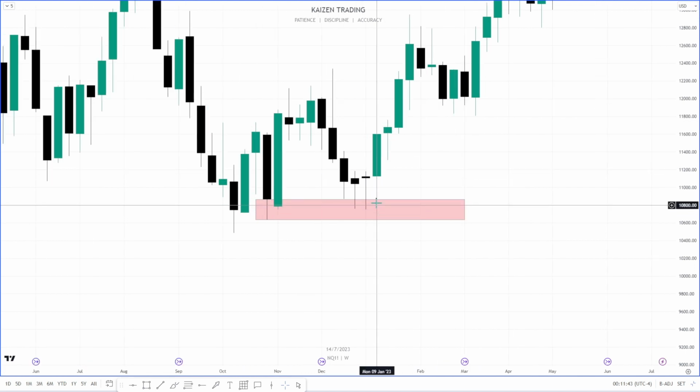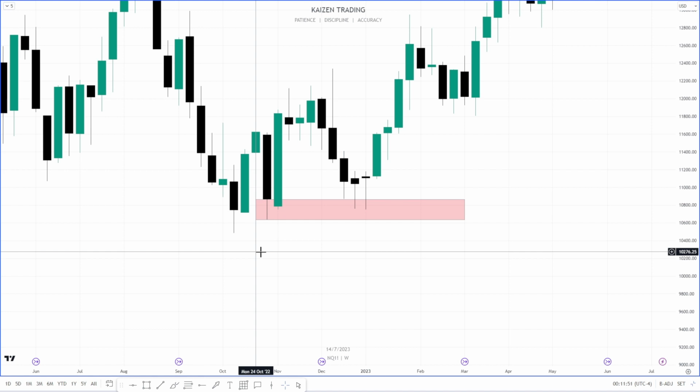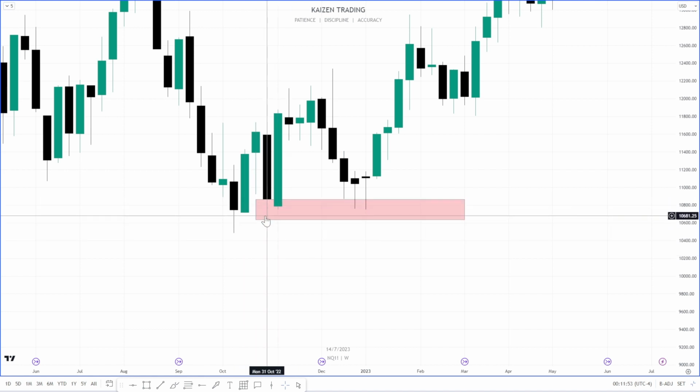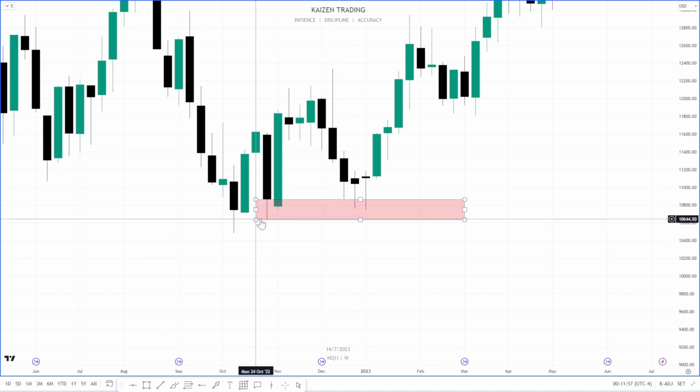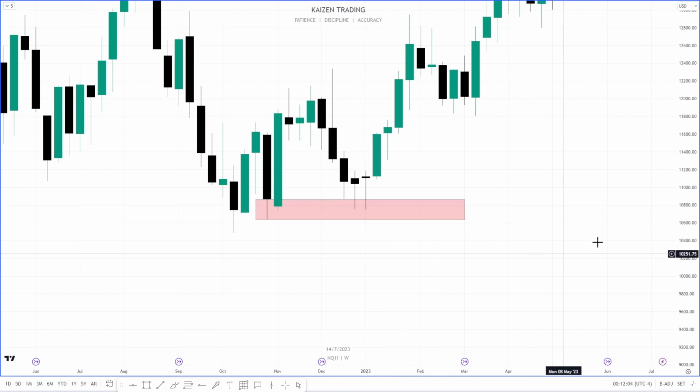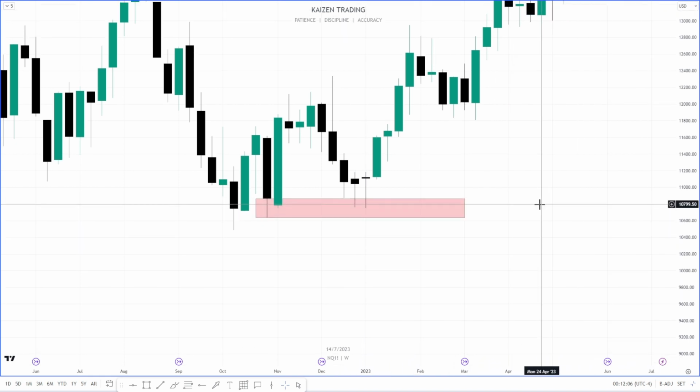All right, so we'll look at this area, and this is going to be December of 2022 into January 2023. So if we have this marked out on the weekly, then we can start taking a look at when price comes back down into this area, we're going to be looking for bullish setups. So we'll move on to the daily.